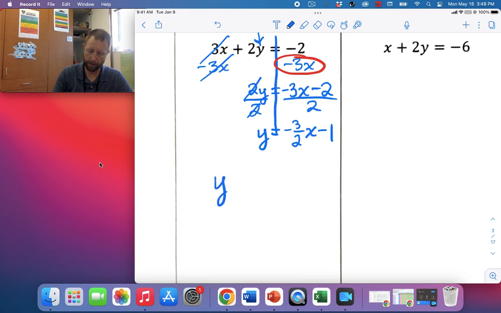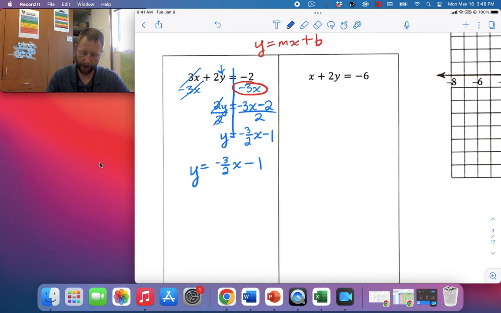I'm going to center that up a little bit. So I've got y equals negative 3 halves x minus 1. Now that it's in slope-intercept form, I can go ahead and graph it. Remember, start with your y-intercept. Graph that first, and then use your slope. My slope is negative 3 halves, so negative 3 over 2. That tells me I'm going down 3 and to the right 2 from that y-intercept.